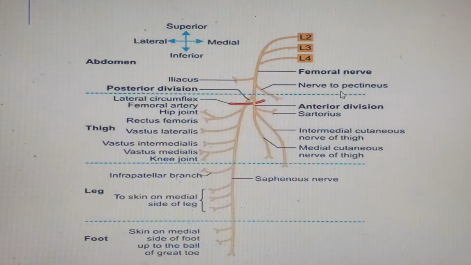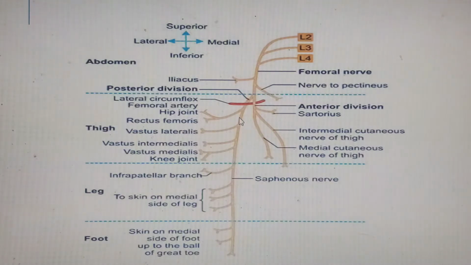Now, if the branch is coming from the femoral nerve, it may come from the main trunk of the femoral nerve, or it may also come from the anterior division of the femoral nerve. So that's one anatomic variation that we can also appreciate over here. Now let's look at the posterior division.